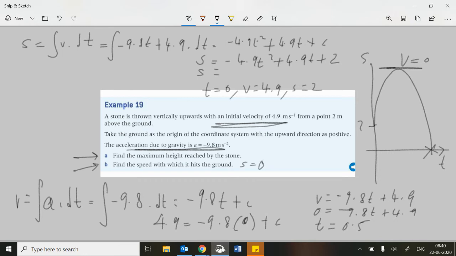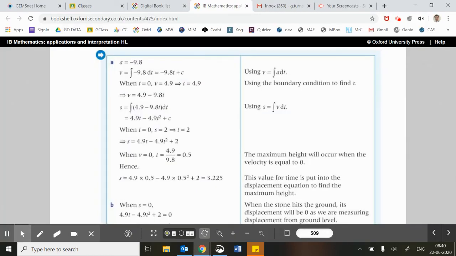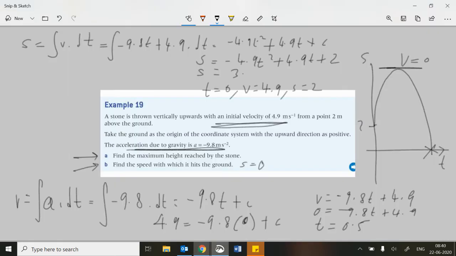Getting 3.225. Okay, right. Second part of the question: find the speed with which it hits the ground. So actually, that's fairly straightforward now. The speed with which it hits the ground. Well, we know that the displacement is going to be 0 when it hits the ground.